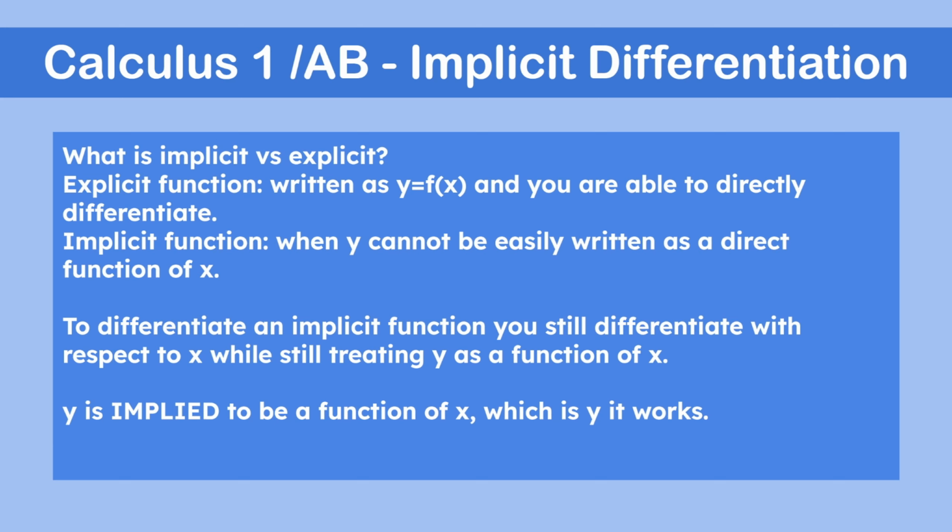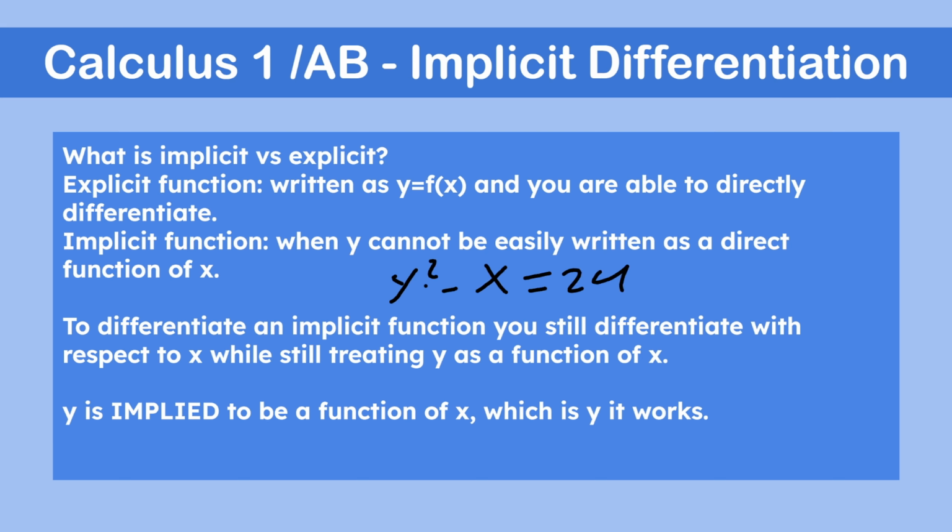In today's video, I'm going to be talking about implicit differentiation. So let's begin. Let's start by comparing implicit versus explicit. An explicit function is written as y is equal to some function of x, and you are able to directly differentiate. An implicit function is when y cannot easily be written as a direct function of x. So like y squared minus x is equal to 24.